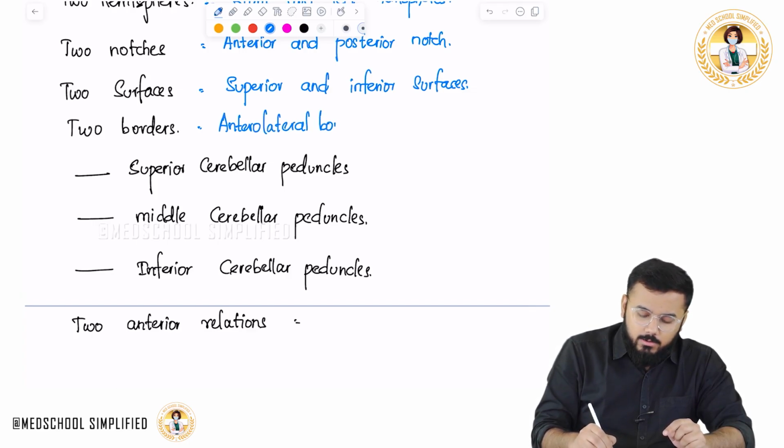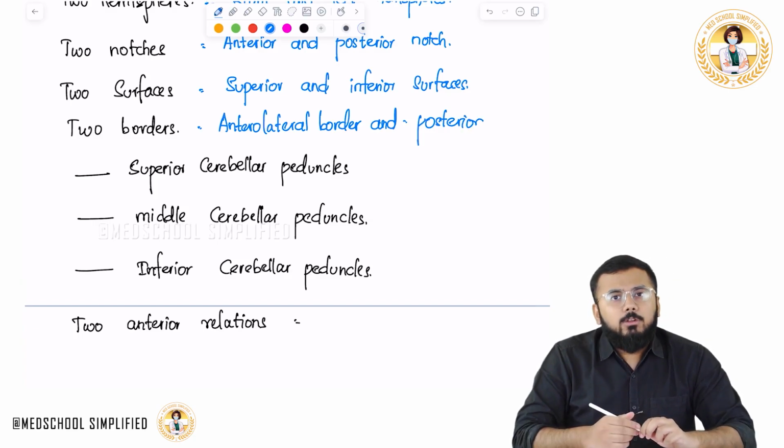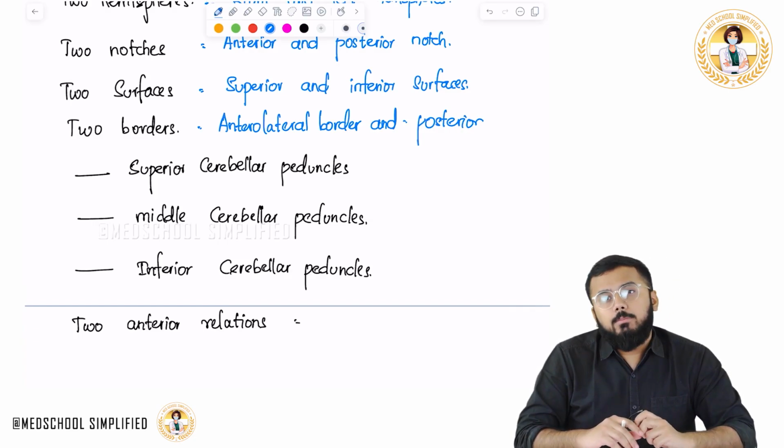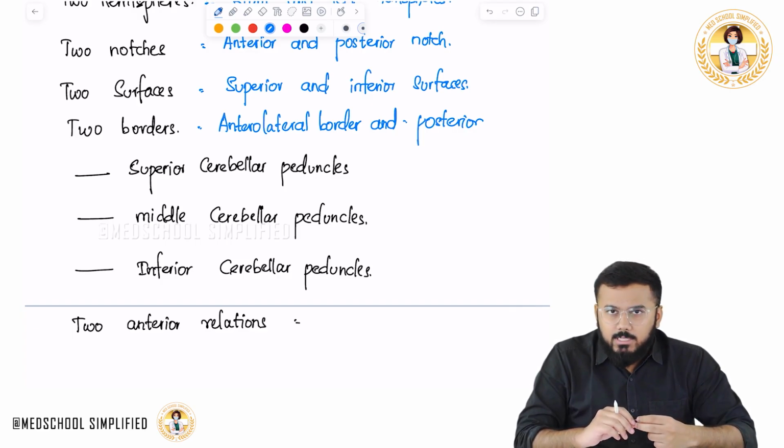Anterolateral border, and the next one you have got is the posterior border. Posterior border. Now coming to the cerebellar peduncles, how many cerebellar peduncles do we have? We have got three. One is called the superior cerebellar peduncle, the second is called the middle cerebellar peduncle, and the third is called the inferior cerebellar peduncle.